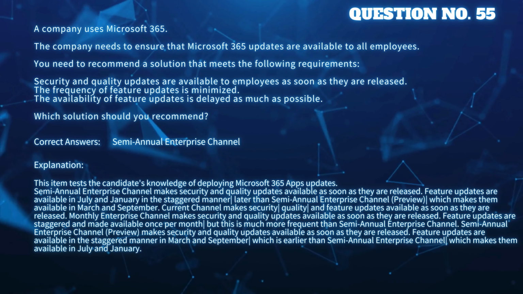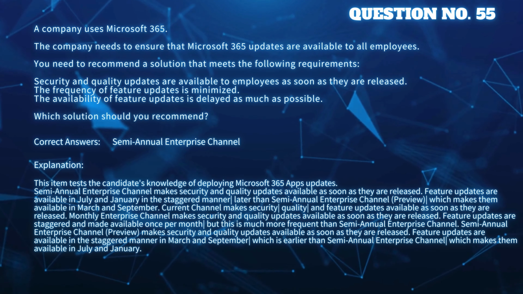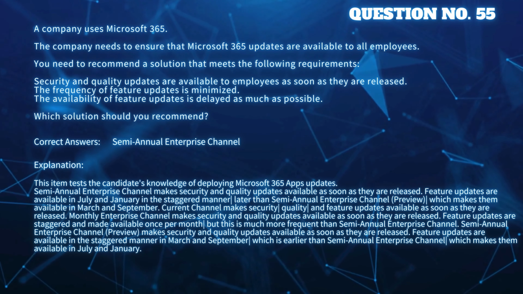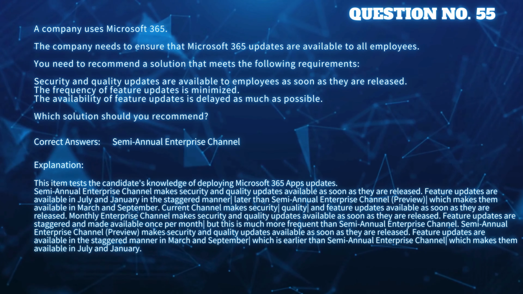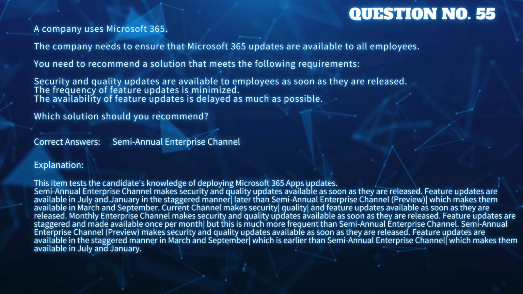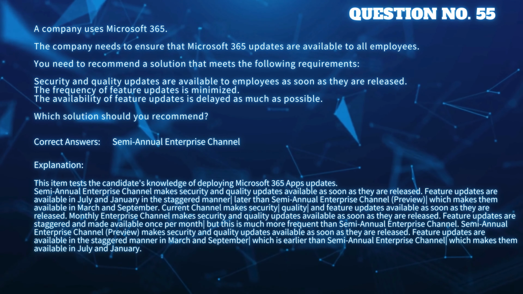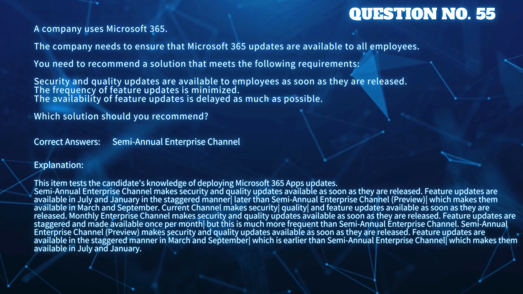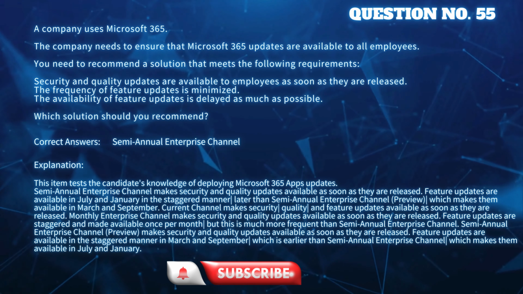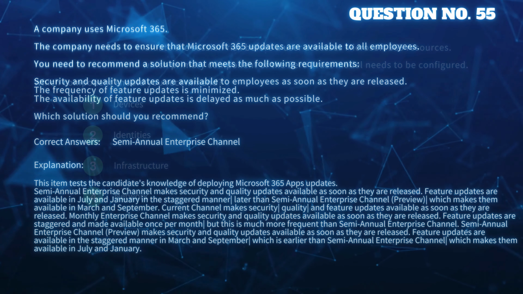Monthly Enterprise Channel makes security and quality updates available as soon as they are released. Feature updates are staggered and made available once per month, but this is much more frequent than Semi-Annual Enterprise Channel. Semi-Annual Enterprise Channel, Preview, makes security and quality updates available as soon as they are released. Feature updates are available in a staggered manner in March and September, which is earlier than Semi-Annual Enterprise Channel, which makes them available in July and January.